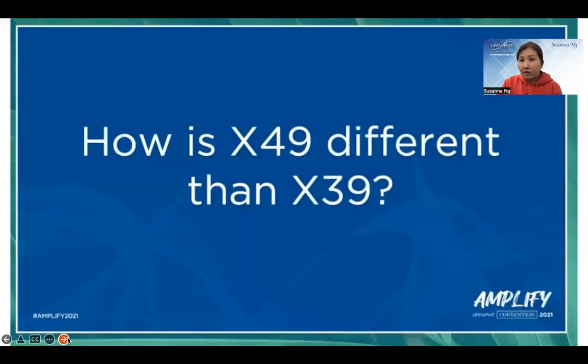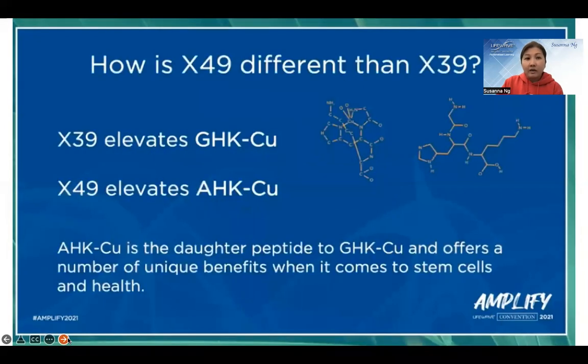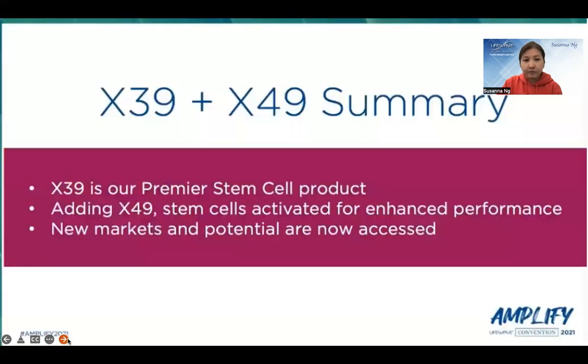So how is X49 different from X39? X39 evaporates GHKCU, and X49 evaporates AHKCU. AHKCU is the daughter peptide to GHKCU and offers a number of unique benefits when it comes to stem cell health.